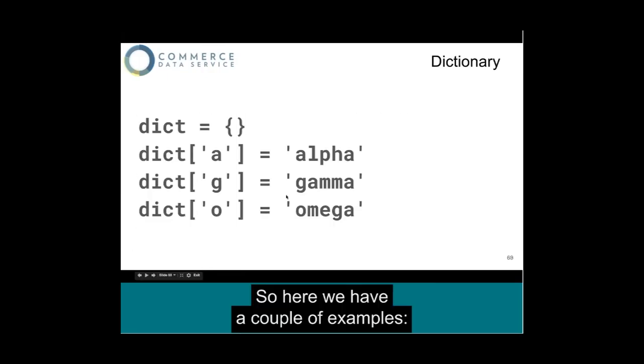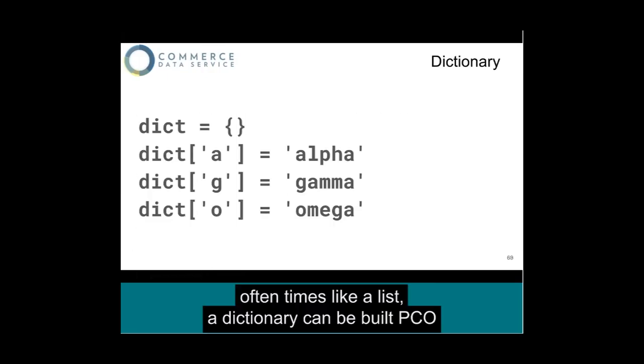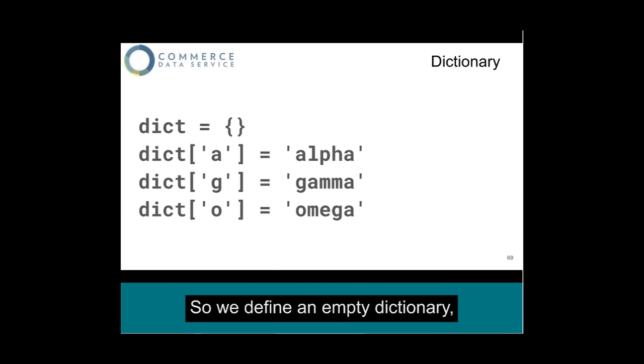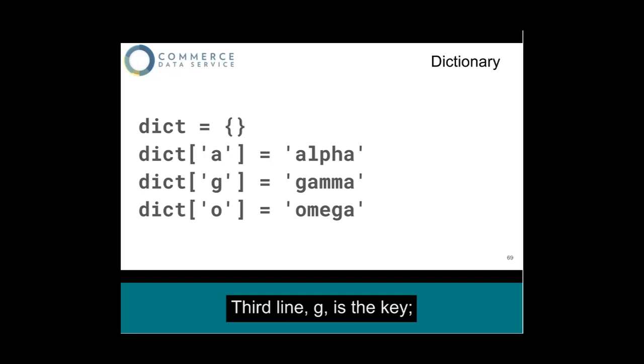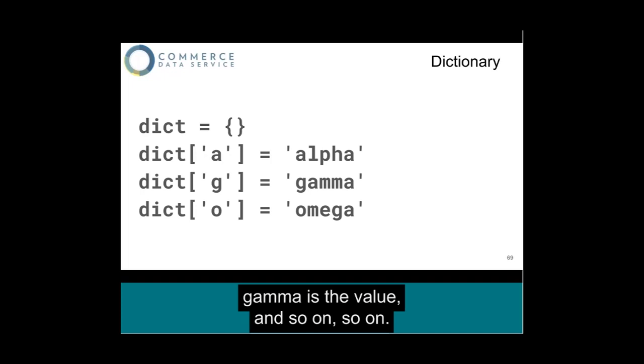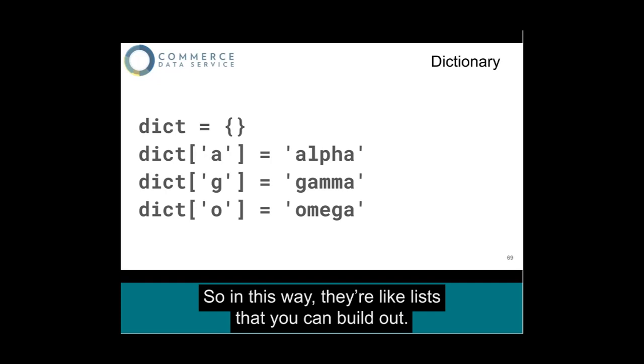So here we have a couple examples. Oftentimes, like a list, a dictionary can be built piecemeal upwards. So we define an empty dictionary that's just the curly brackets, and we add key value pairs to it. So the second line, A is the key, and we're saying the value is alpha. Third line, G is the key, gamma is the value, and so on. So we can keep adding key value pairs to it as we go on to build out a dictionary. So in this way, they're like lists that you can build out.